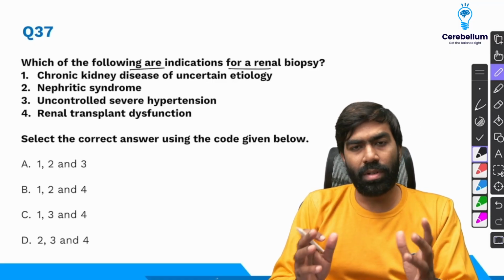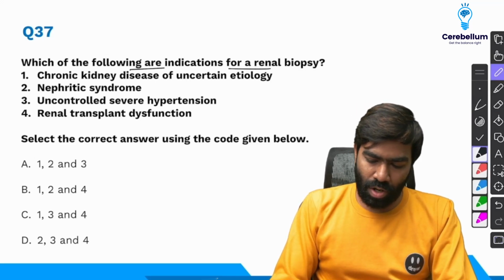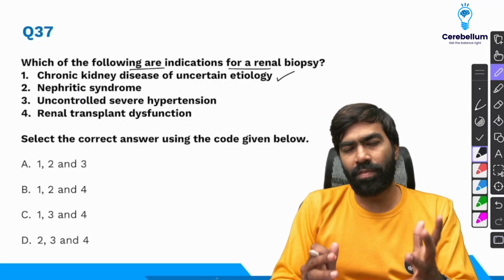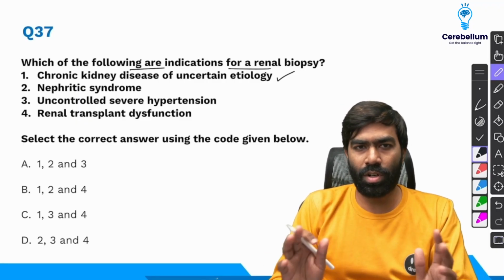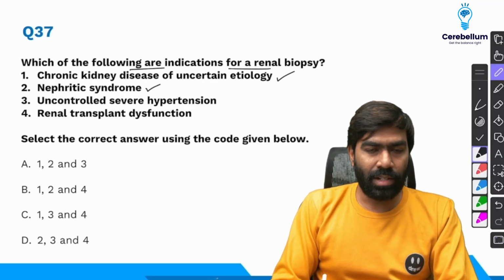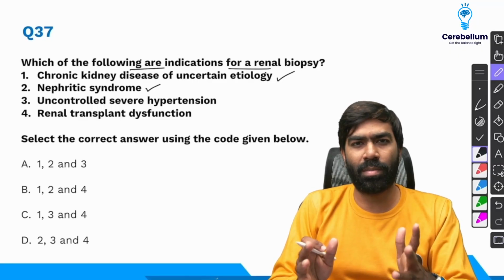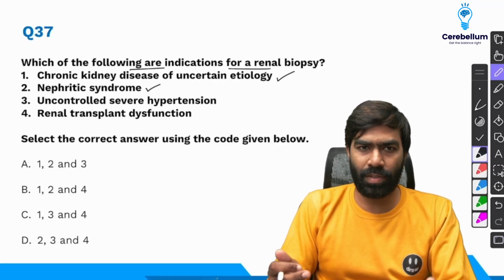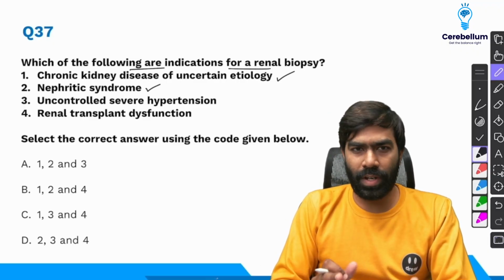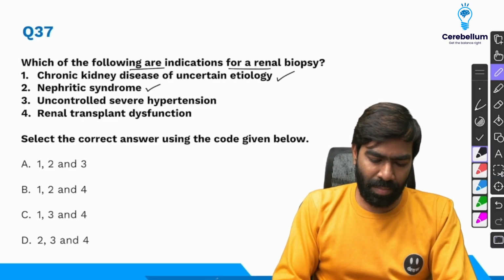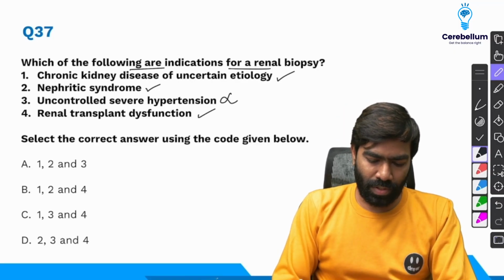Again, this is from a table that's given in Davidson textbook of medicine. First statement states that chronic kidney disease of uncertain etiology, in fact AKI or CKD of uncertain etiology, we can go for renal biopsy to sort out the issue. And nephrotic syndrome is a very important indication because we need to go for immunofluorescence that gives you vital information about what is the type of nephrotic syndrome that you are dealing with. The classification of nephrotic syndrome is itself based on your immunofluorescence findings only. And uncontrolled severe hypertension is actually a contraindication for renal biopsy because of risk of bleeding.